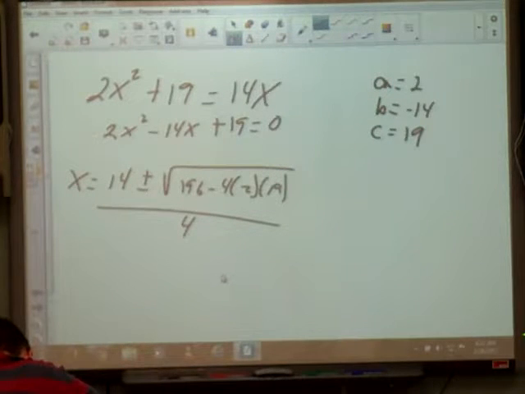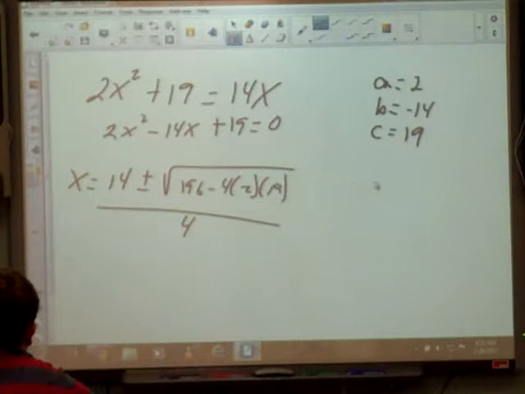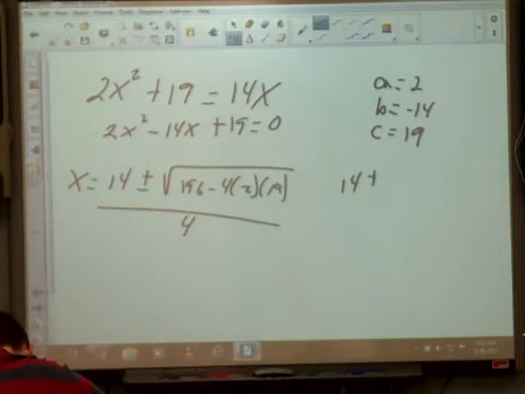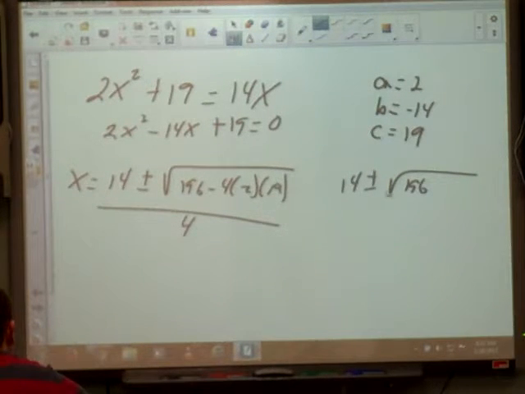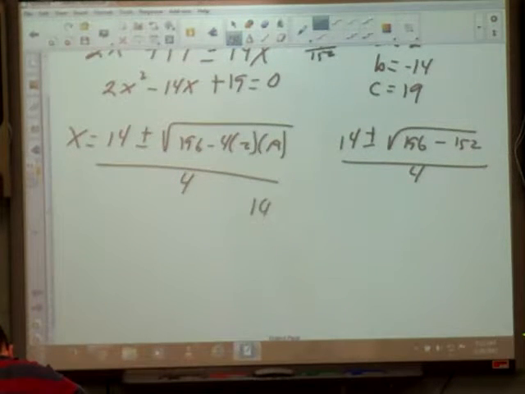I got negative b, which is positive 14. Negative 14 squared is 196. 2a, 2 times 2 is 4. So I skipped some steps on that. All right, so this gets me 14 plus or minus the square root of 196. I only have one minus sign there, so that's going to stay a minus. 4 times 2 is 8, and 19 times 8 is 152.